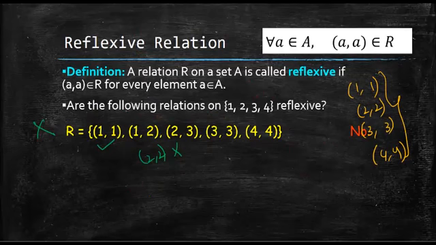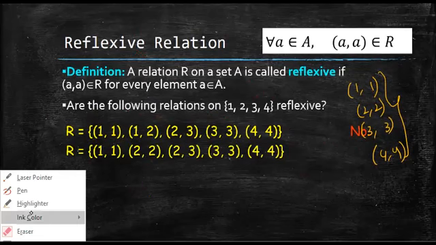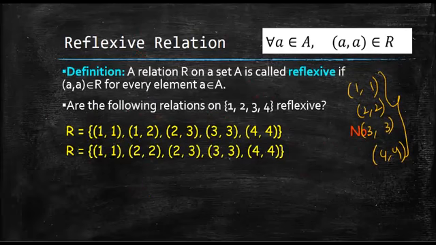Now after that, let's see another relation, whether it is reflexive or not. So this relation has 1, 1, it has 2, 2, it has 2, 3, but it has 3, 3 and 4, 4. Even though it has 2, 3, apart from that, it has all these ordered pairs A comma A, then this is a reflexive relation. So this can be called a reflexive relation.